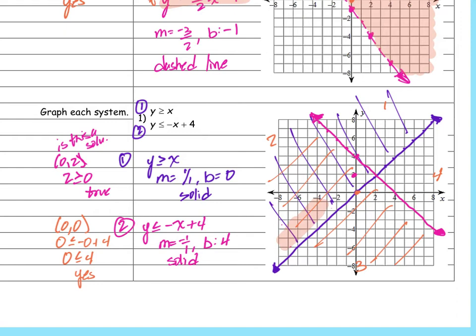That's the area that I want to shade in, because any of the points in this area make this system true, or true for both equations. So that's what it's saying. Any point in this shaded area makes both of these true.